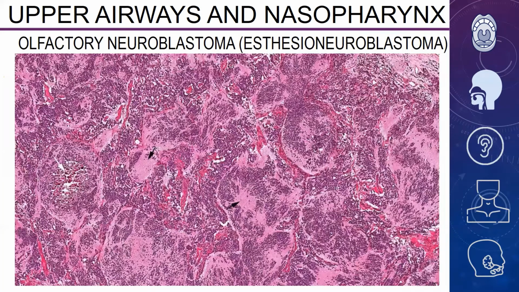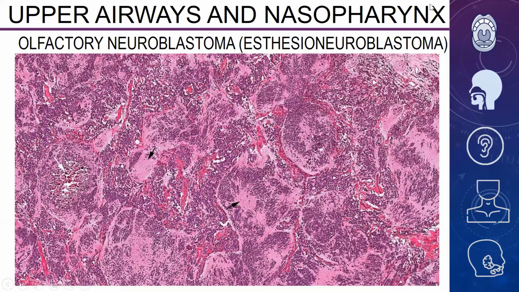Next is esthesioneuroblastoma, or olfactory neuroblastoma, which arises from neuroectodermal olfactory cells within the mucosa, particularly in the superior aspect of the nasal cavity. The age distribution is bimodal. The peaks are at 15 years of age and 50 years of age. Patients typically present with nasal obstruction and/or epistaxis. Histologically, olfactory neuroblastomas are small blue round cell neoplasms.